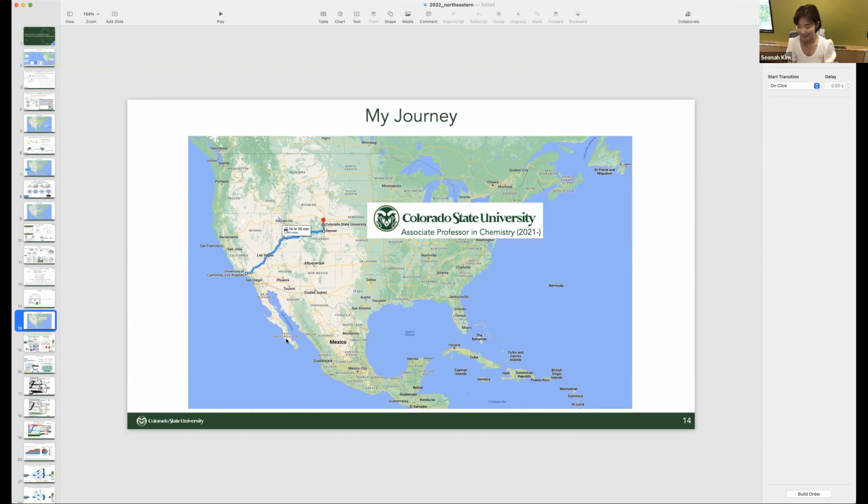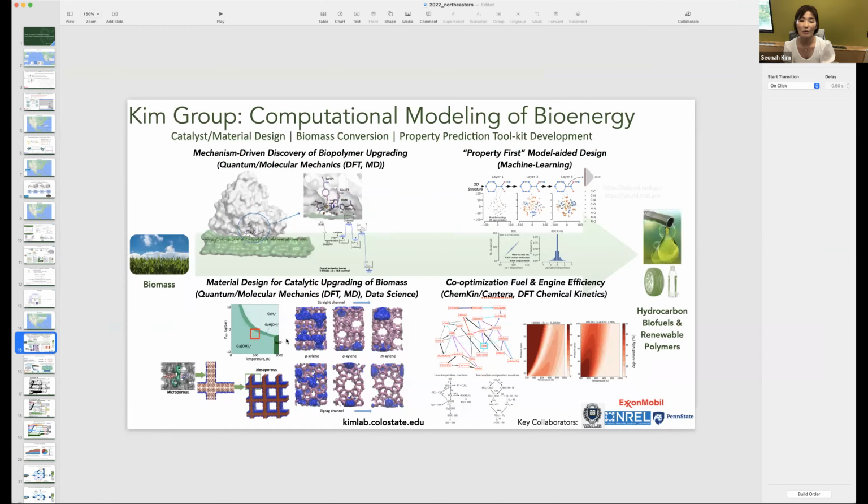So that is where I am. In my group, our group name is Computational Modeling of Bioenergy. Still, I love bioenergy research, by the way. And then we have four different big approaches that we are doing. The very first one is very classic, that we do mechanism-driven work using QM, QM/MM, or MD simulation. And also, in our group we do a lot of material design for biomass upgrading, because not only do we calculate energy differences for the mechanism, we also want to talk about other catalyst design using computation.